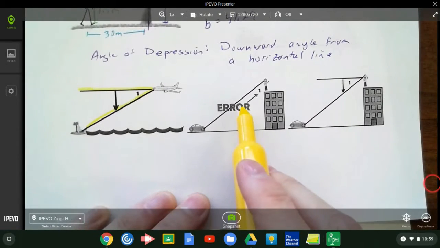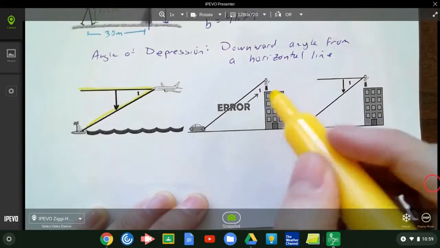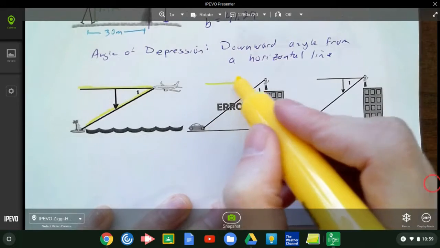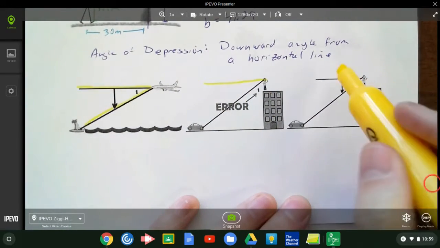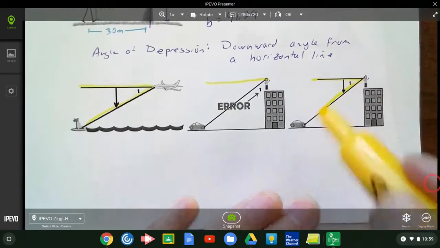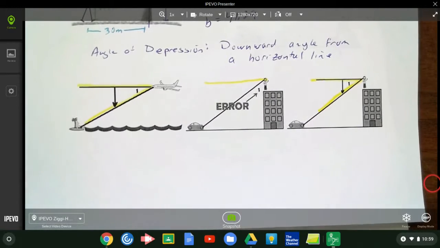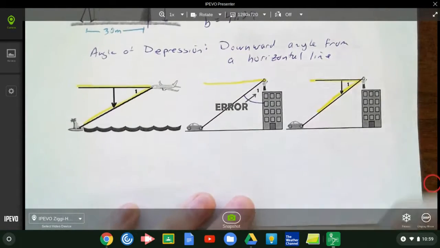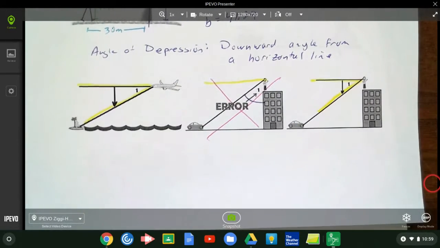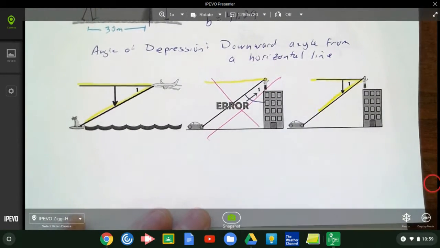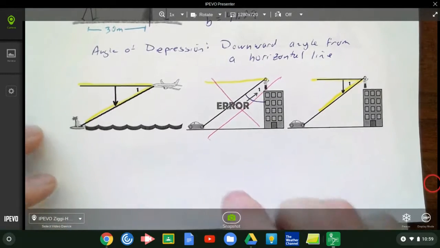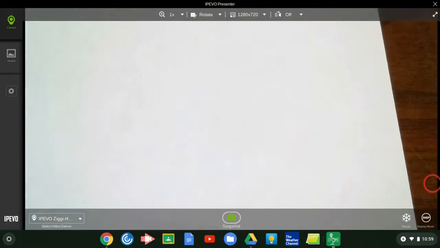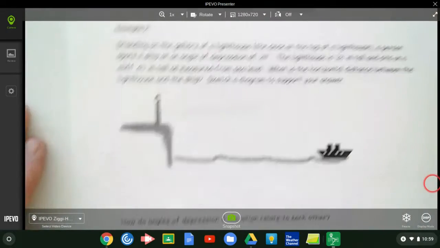This doesn't work that way. This is not an angle of depression because my horizontal line is there. Okay? So in this case, this one works. But a big mistake people tend to make is they keep thinking that this is their angle of depression. And that is wrong. Okay? So be careful of that. You want to find that horizontal line first and then go down from there. Let's look at a quick example and then we'll have you do some of your own.